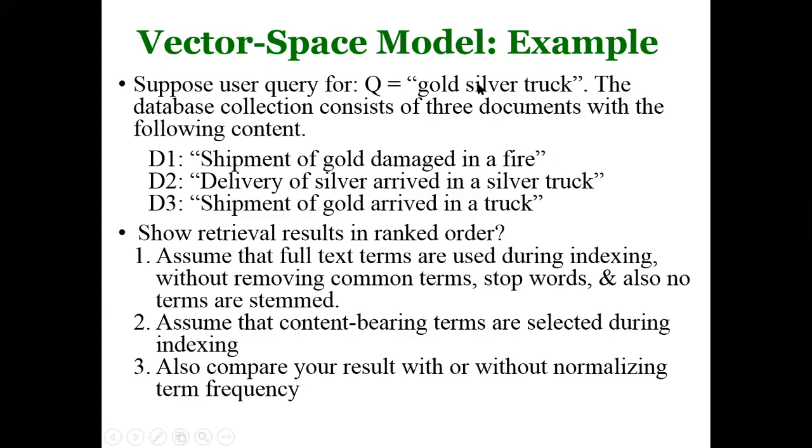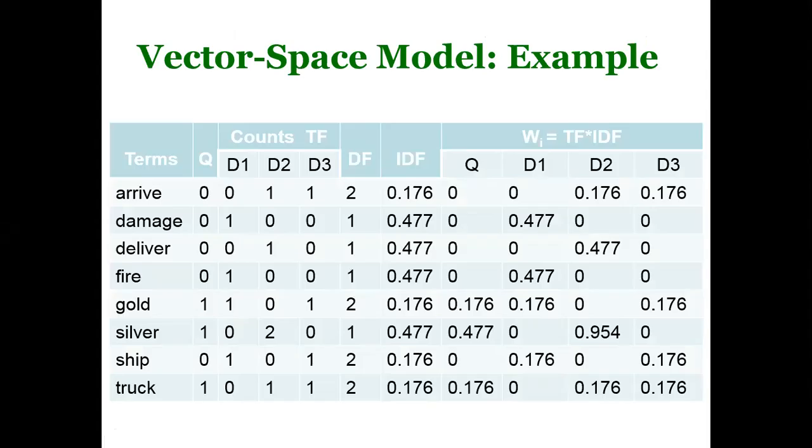Given as a query, gold, silver, truck, and we have 3 documents with this content. Now let's consider constructing the term document frequency. When we are constructing it, we have these content-bearing terms, which are normalized, stemmed, and stop words are removed. We have the query, document 1, document 2, and document 3. First, we have to calculate their term frequency.